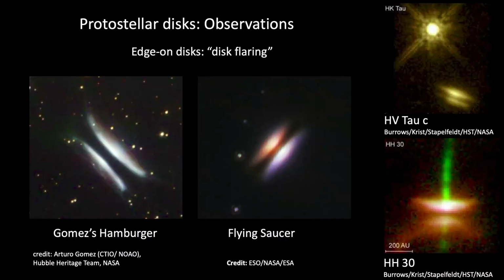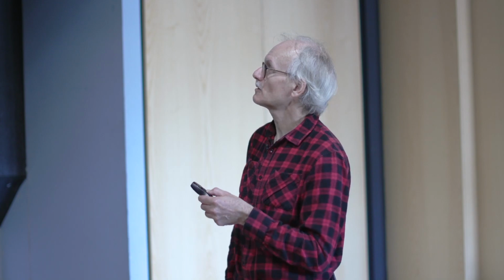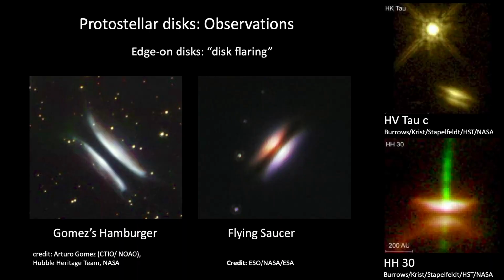Totally different here. These are disks seen from the side, edge on. They have funny names like Gomez Hamburger, you can see why. This is the flying saucer. There are some others, you know, they're very nice. And you see the structure of the disk. In fact, you see how the disk becomes thicker far away from the central object in all cases. And I argue why this is just in a minute.